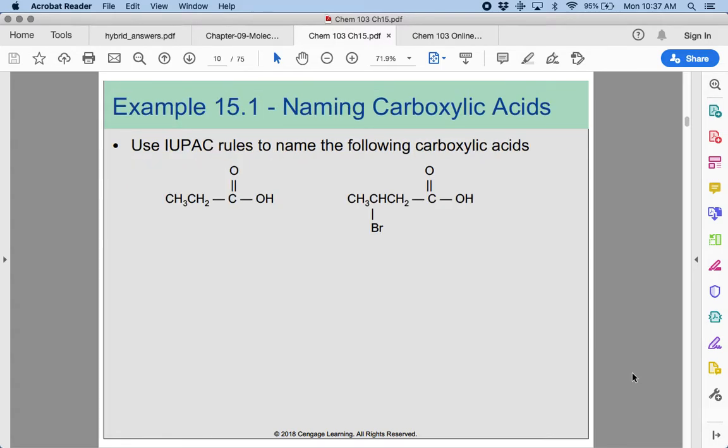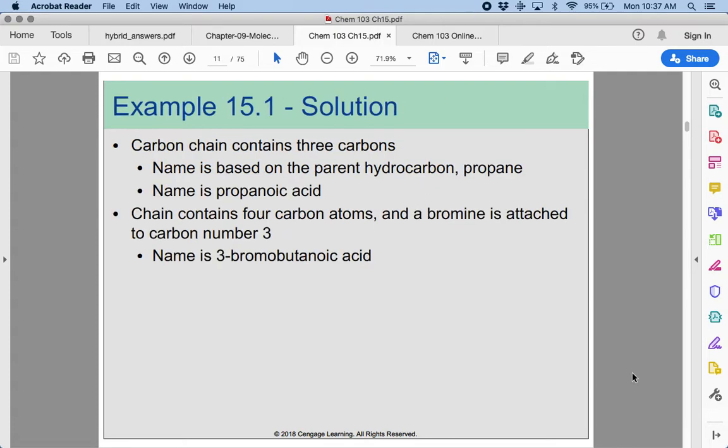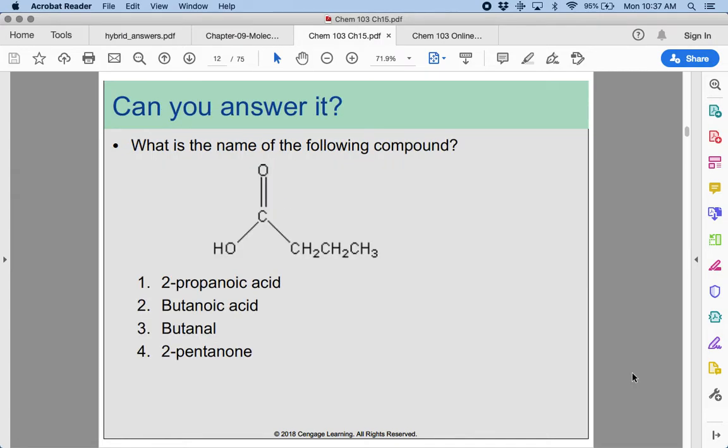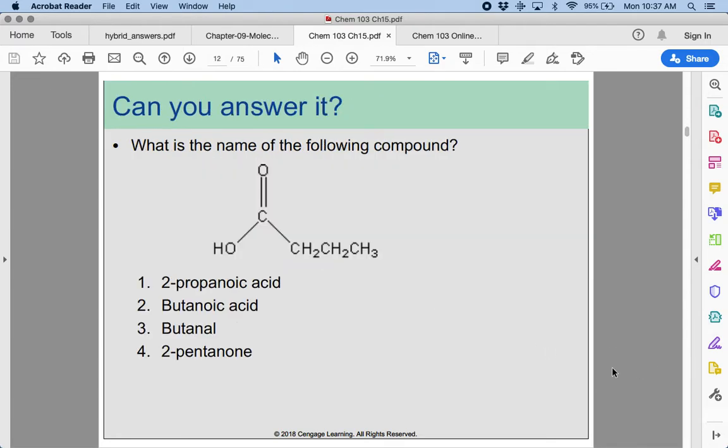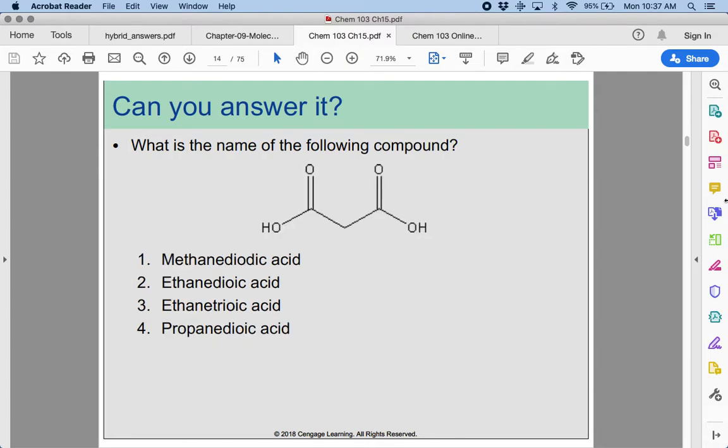So go ahead, take a minute, pause the video here, and try and name these compounds. Our first compound would be the 3-bromo butanoic acid. And the first one is the propanoic acid, the second one is the 3-bromo butanoic acid. Go ahead and name this compound. Butanoic acid again, right? We have 1, 2, 3, 4 carbons, so butanoic acid. This one's a little trickier, so go ahead and try and name this one.